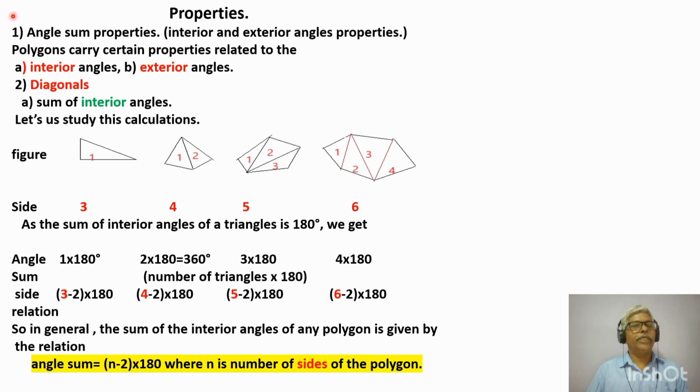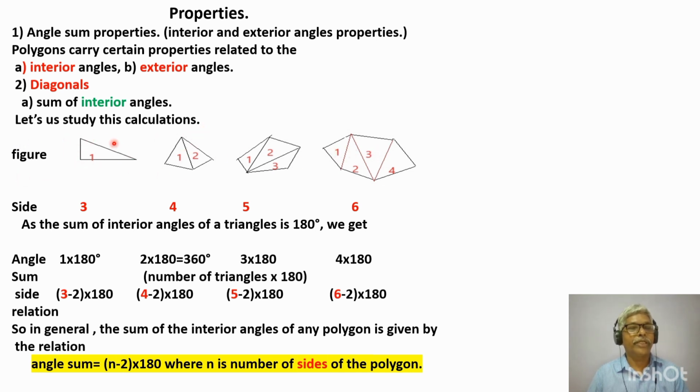So after having studied the definitions, we are now moving to the properties. First, the angle sum properties: interior and exterior angle properties. We are talking about the sum of the measures of the angles. Polygons carry certain properties related to interior angles, exterior angles, and diagonals. We will tackle interior angles first, the sum of the interior angles. We are only concentrating on the sum of the interior angles. Now let us study the calculations for these figures.